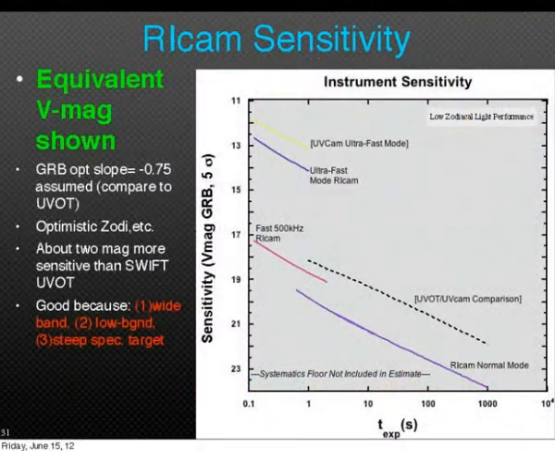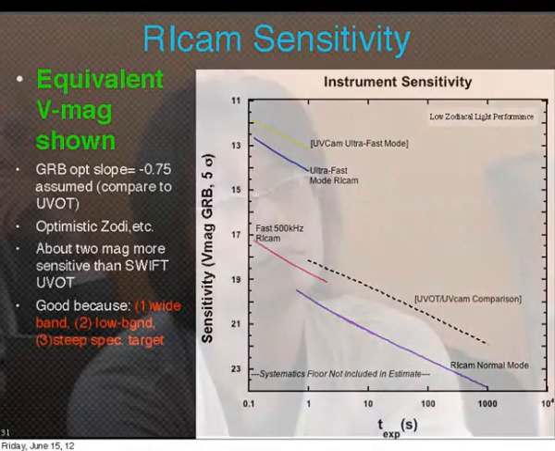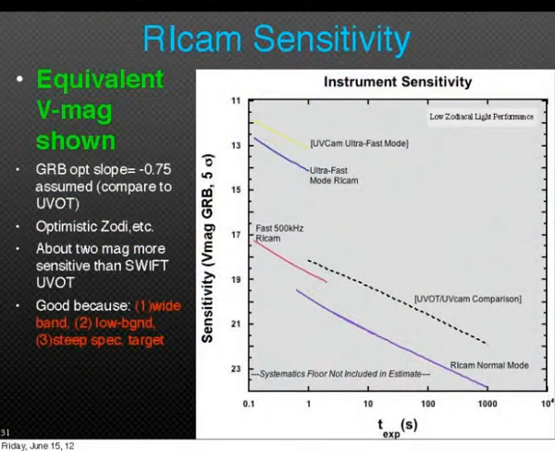Okay, so I have some very optimistic sensitivity estimates here. If we can continue our exposure up to 100 seconds, which is not clear depending on the pointing, we could get way down here. These are equivalent V magnitudes, assuming a constant slope, way down past 20 magnitude in these very rapid exposures.